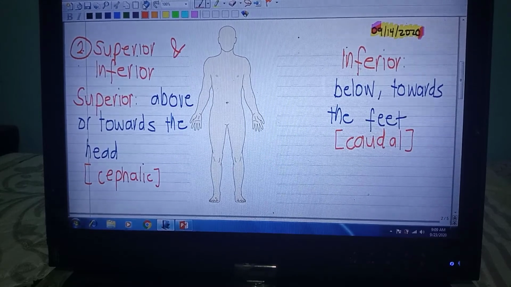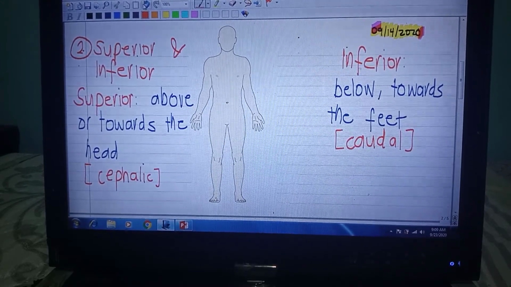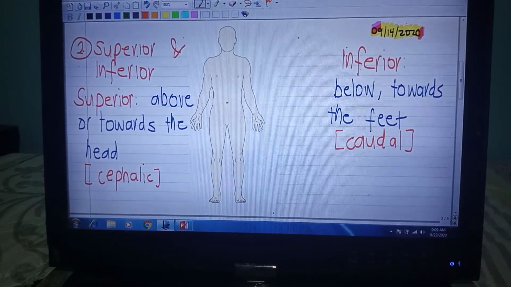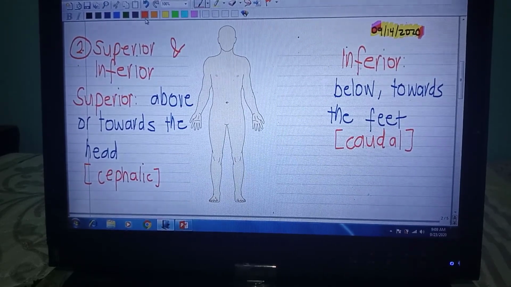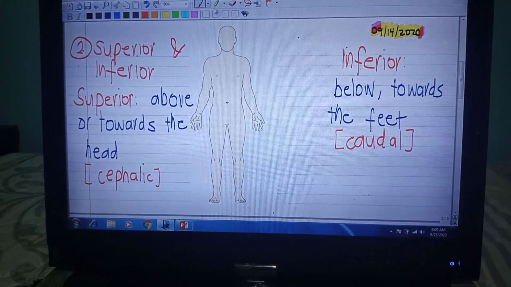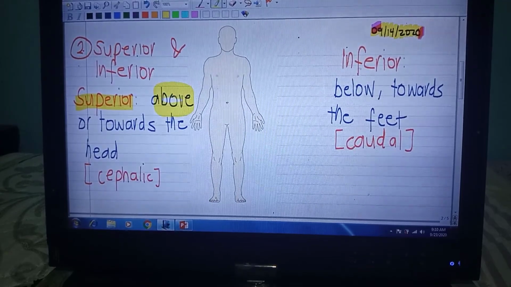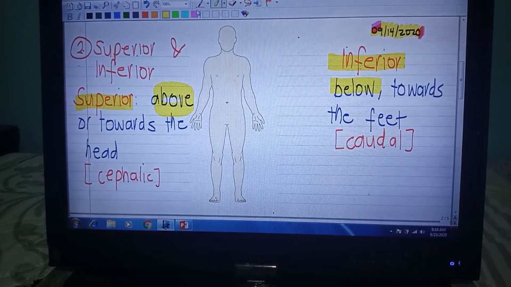O paano pag hindi mo alam yung cephalo, hindi mo alam yung caudal, mawiwindang ka, wala ka na talaga. So that's very important. That's the importance of your anatomy. Napaka-importante, basic, paulit-ulit kong sinasabi sa inyo. Again, superior takes place the term above, inferior is your below.